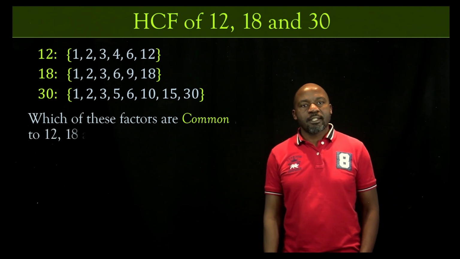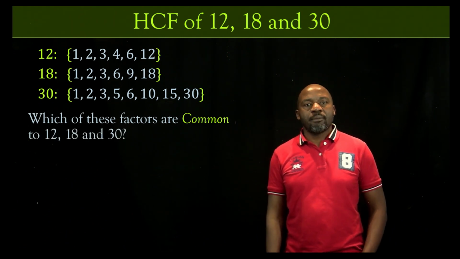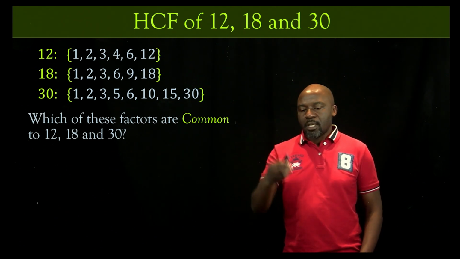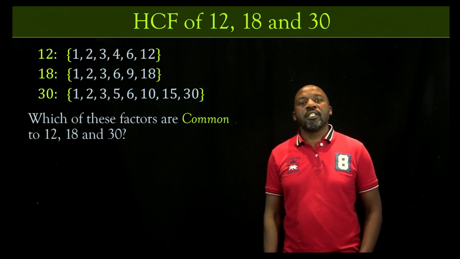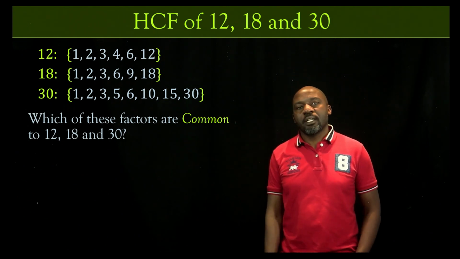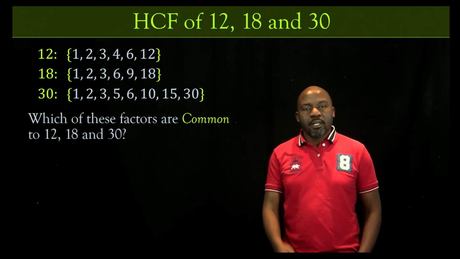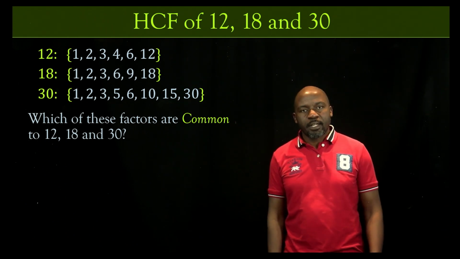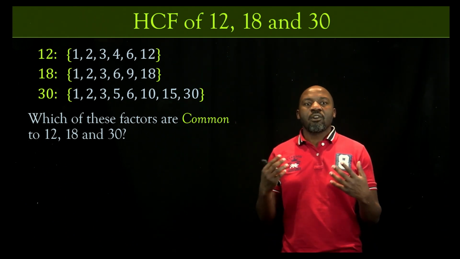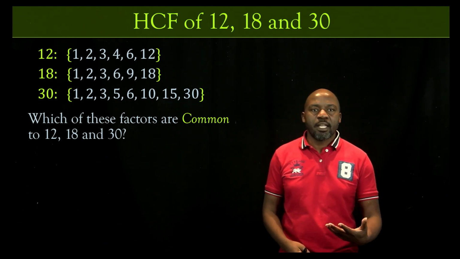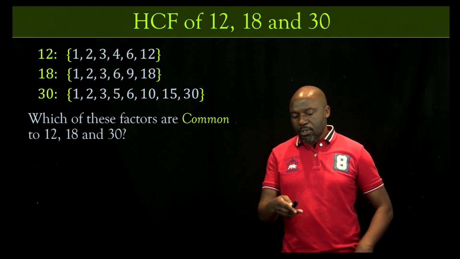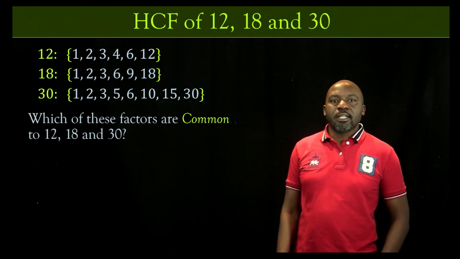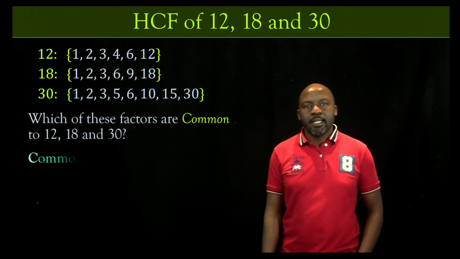This is just about understanding. Eventually, we'll find better methods of finding the HCF, all right, without having to list the factors of each of them like this. There is a faster way. But in order for us to understand what's going on, what we mean by factors, and what we mean by the common factors before we talk of the highest of the common factors, it is important that we do this, okay? So which of the factors are common in this case for 12, 18, and 30?